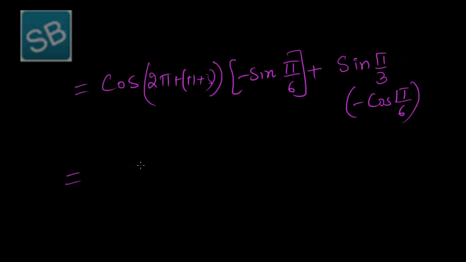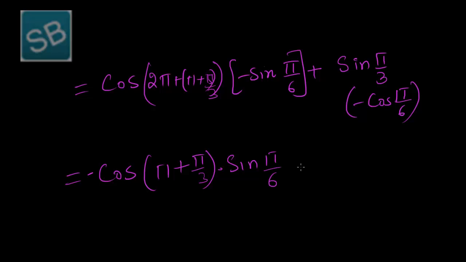Cos 2 pi plus theta is in the first quadrant, so cos remains cos. Cos pi plus, that is pi by 3. So it is not 3, it is pi by 3. Make it correct. And minus sin pi by 6 becomes minus at the front, and plus minus minus cos pi by 6 sin pi by 3.